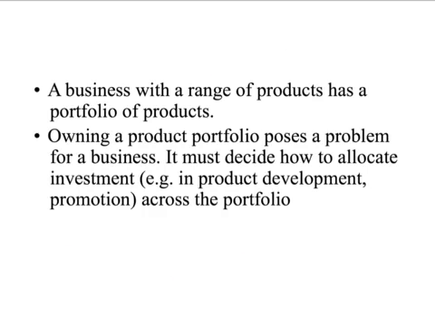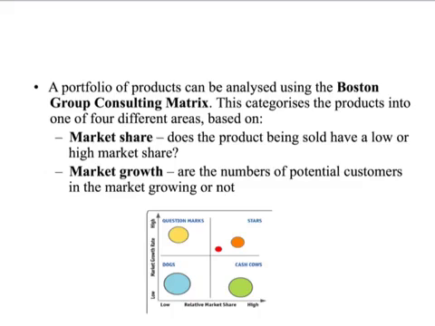So as we say then, a business with a range of products has what we call a portfolio of products. It has a product portfolio. Owning a product portfolio poses a problem for a business. It must decide how to allocate investment, so in product development or promotion, across that portfolio. So this is where the Boston Matrix comes in handy.